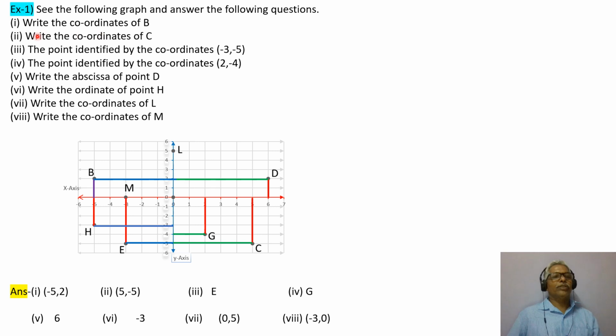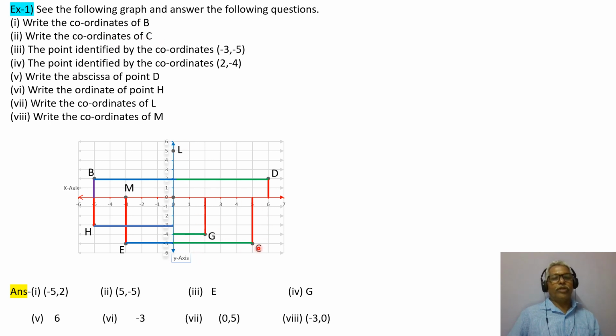Look at this, see the following graph and answer the questions. We will see the graph first. Always have a look at the graph. This is the x-axis, y-axis. Now points B, M, L, D, C, G, E, H, like that. Now we will answer the questions. Write the coordinates of B. X is -5 and y is +2, so (-5, 2). First answer.